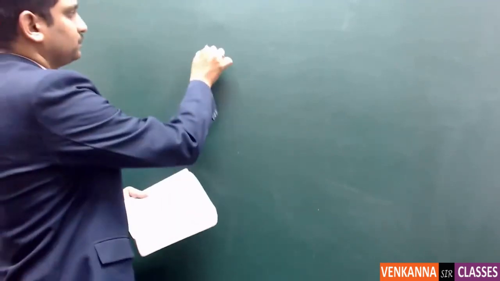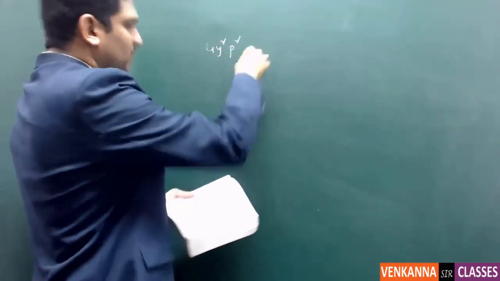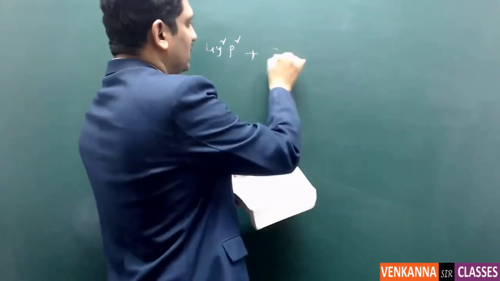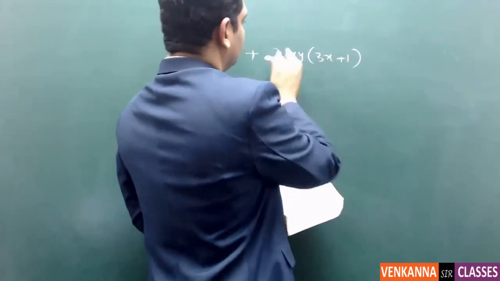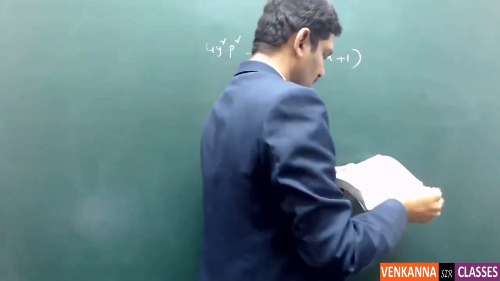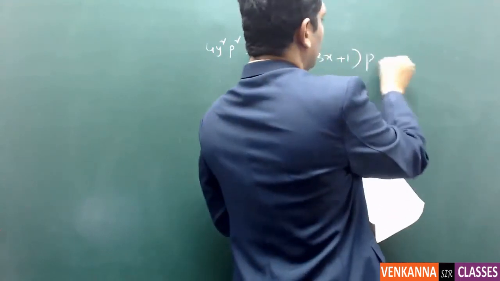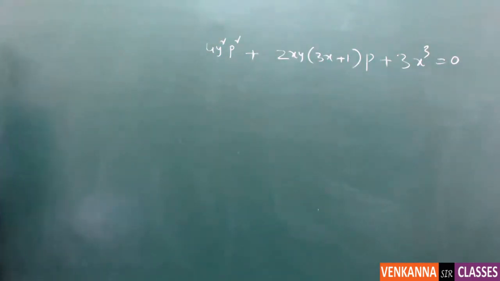So please take the problem, solve 4y square p square plus 2xy into 3x plus 1 into p plus 3x cube equals to 0. So please take a note of this. 4y square p square plus 2xy into 3x plus 1 into p plus 3x cube equals to 0.